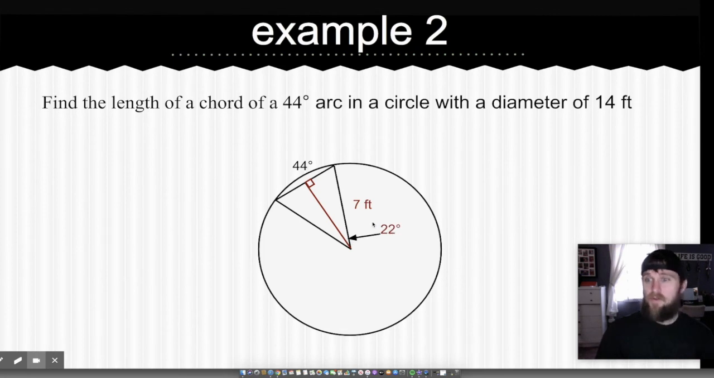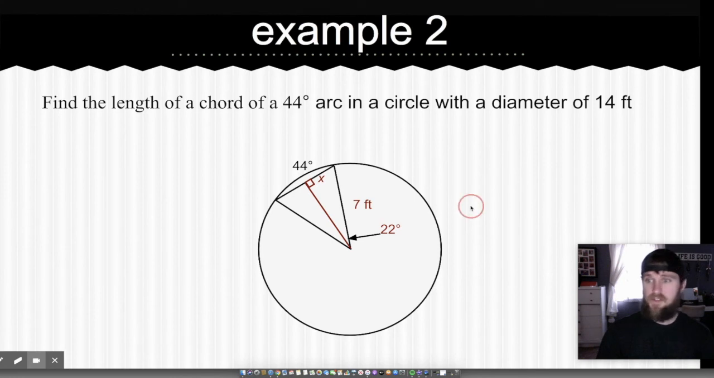It's not a 30, it's not a 60, it's not 45. So we're going to use our trig. We're trying to find this entire chord length, but we're just going to focus on half of it first. So that is our opposite side that we're trying to identify. I'm going to call it x. This is our hypotenuse. So we've got opposite, hypotenuse.